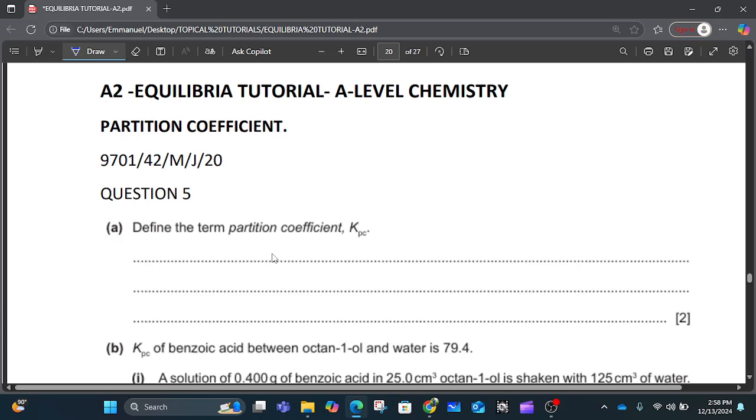Hello, in today's video, I'll be solving questions on partition coefficients under A-level Equilibria. The first question is from May-June 2020, paper 4-2, question 5. A. Define the term partition coefficient, KPC.